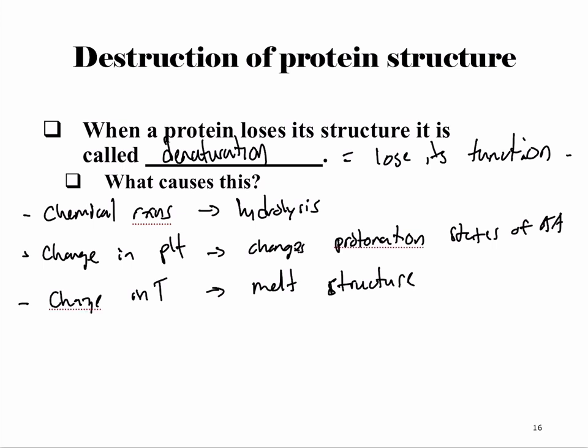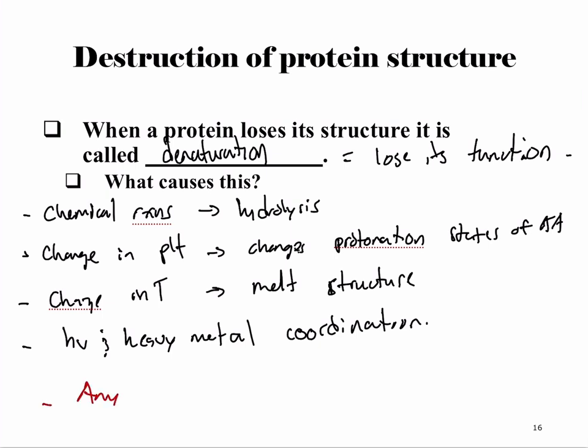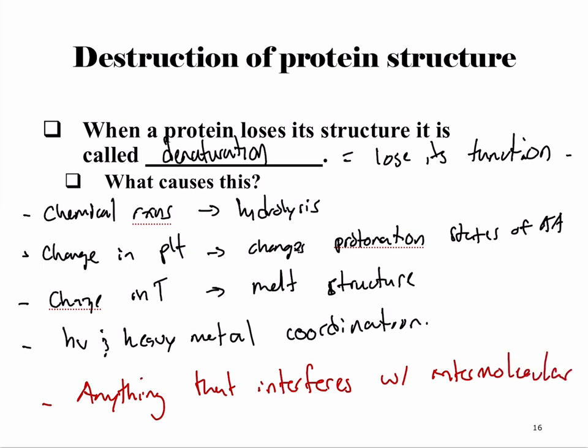Then we can have other more complicated processes like irradiation of light and then heavy metals that can form coordination complexes with the proteins or bind to enzymes and stuff irreversibly. And sometimes heavy metals are extremely acidic too, which then results in a change of pH. And so to summarize this, anything that interferes with intermolecular forces can denature the protein structure.